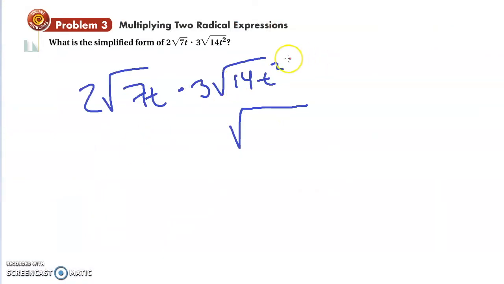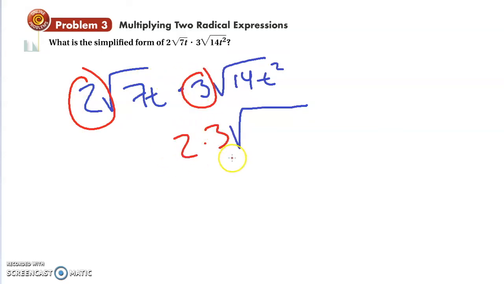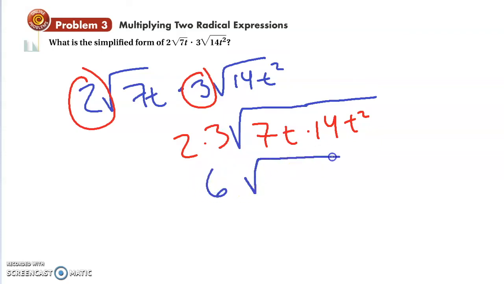All right, so for this problem, I went ahead and rewrote it. I have 2 square root 7t times 3 square root 14t squared. Now, I have 2 numbers on the outside, 2 coefficients, so I can just go ahead and say this is the same thing as 2 times 3. And on the inside, I have 7t times 14t squared. All right, now 2 times 3 is the same thing as 6, so that's not that big of a deal.